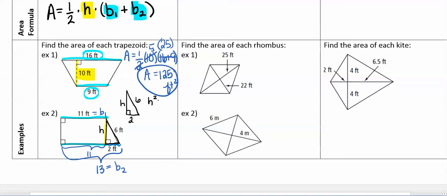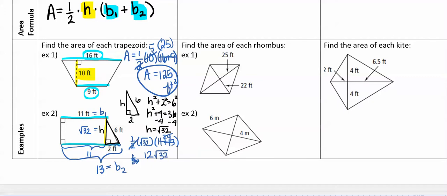So we're going to do H squared plus 2 squared equals 6 squared, which is H squared plus 4 equals 36. Subtract 4. We get H equals the square root of 32. I'm going to leave that there for now, and then let's just plug everything in the formula. So I have 1/2 times the height, which is the square root of 32, right? That's what we were looking for, the height, times the sum of the bases, so 11 plus 13, which is 24. So we have half of 24. Half of 24 is 12.